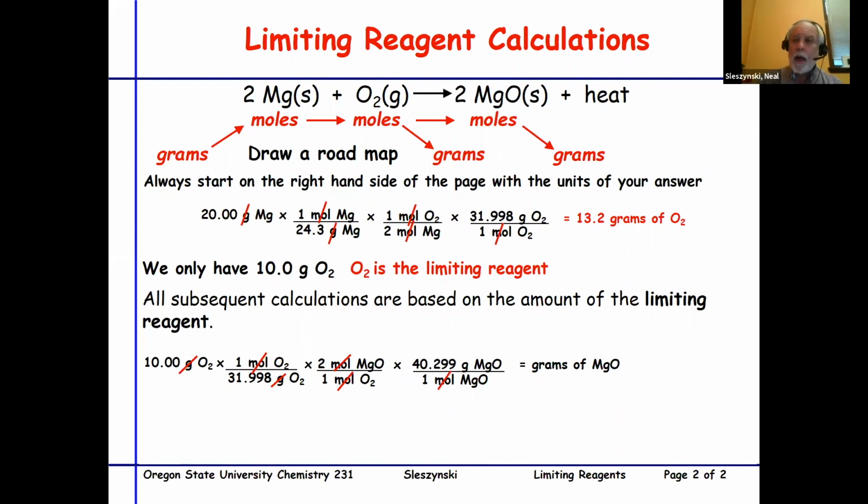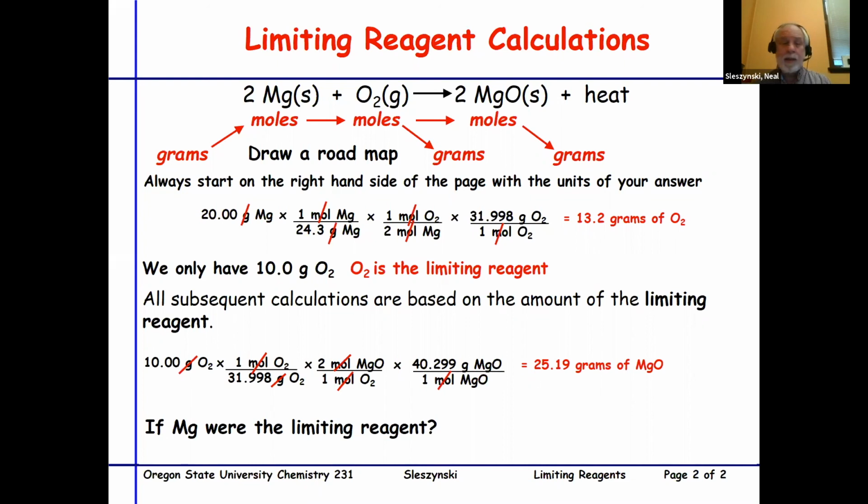And now if I go ahead and chug that through my calculator, I find out that the maximum amount of magnesium oxide I can produce if I start with 10 grams of oxygen is 25.19 grams. If it turned out that the magnesium was our limiting reagent, I could have produced 33.16 grams of magnesium oxide. So you can clearly see by comparing those two numbers, I get a far lower amount of magnesium oxide based on the limiting reagent, which is oxygen.